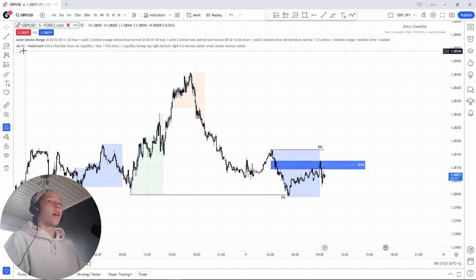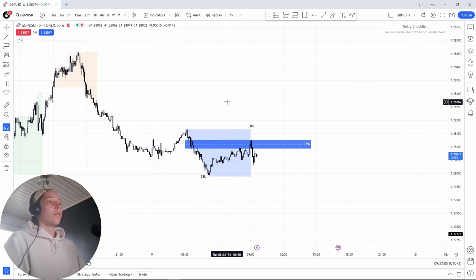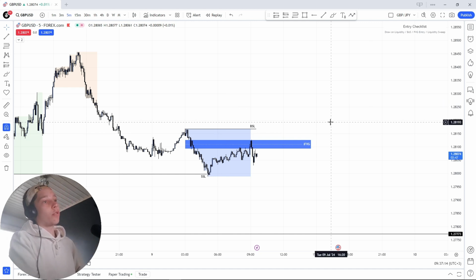Now, I have had some problems lately in executing that strategy. I would say 60 to 70% of the time my drawn liquidity is correct.